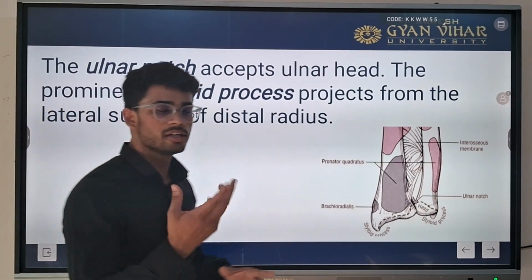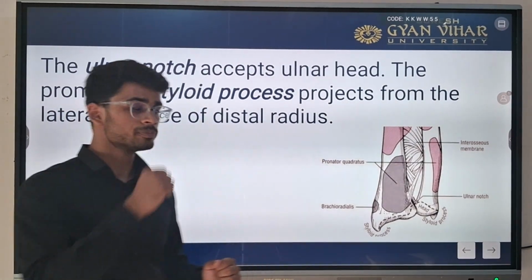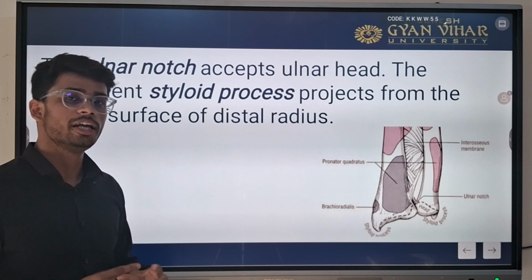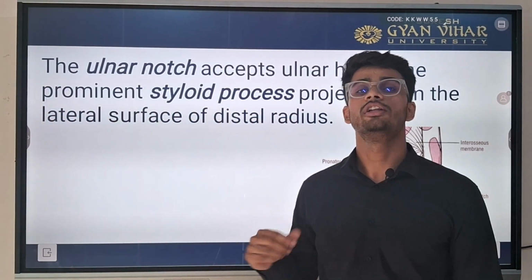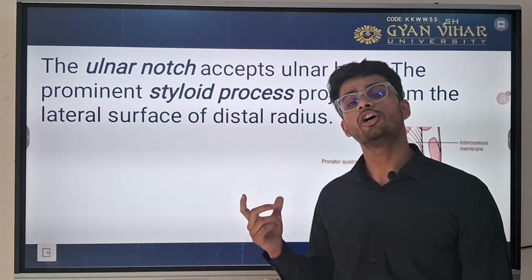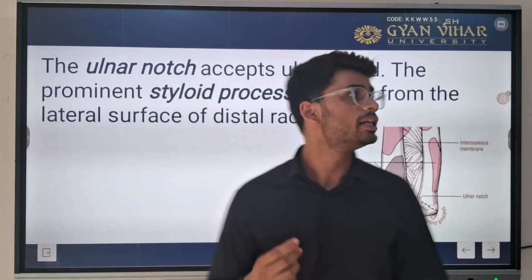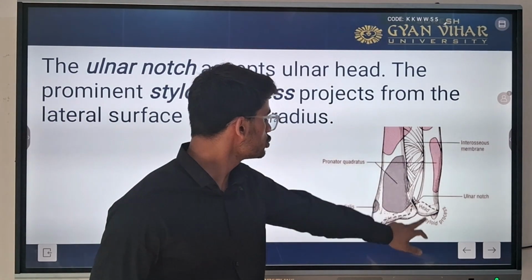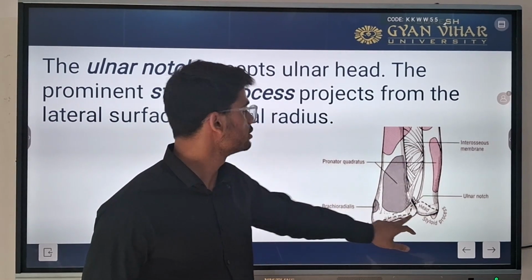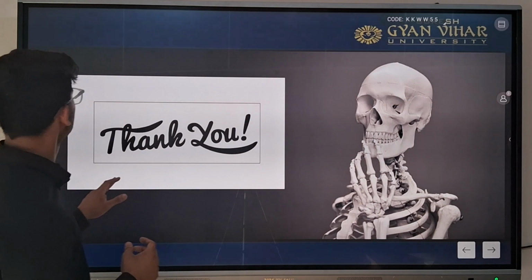Now coming to the distal radioulnar joint, how is it formed? So there we have the ulnar notch. In the proximal radioulnar joint we had the radial notch for the head of the radius. Now we have the ulnar notch on the radius for the head of the ulna. And this is the joint which is formed between the head of the ulna and the radius. This is the distal radioulnar joint.